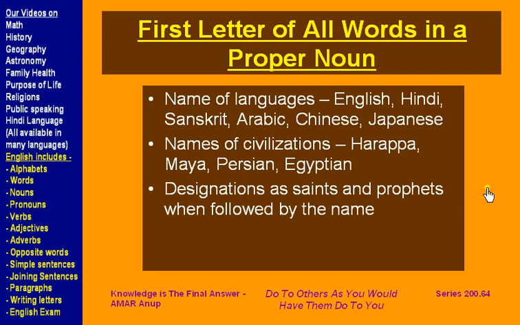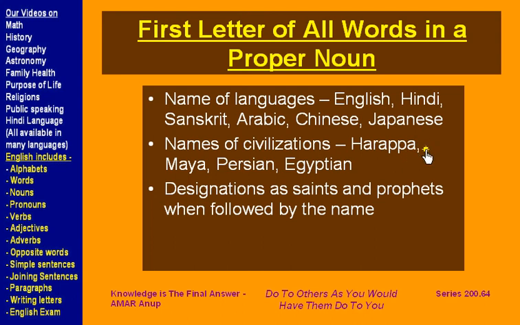Again, first letter of words in proper nouns like languages, we saw it earlier. E in English, H in Hindi, S in Sanskrit, A in Arabic, C in Chinese and J in Japanese, all are capitalized because these are the names of languages. Names of civilizations are again capitalized, like H in Harappa, M in Maya, P in Persian, E in Egyptian. They are all civilizations.